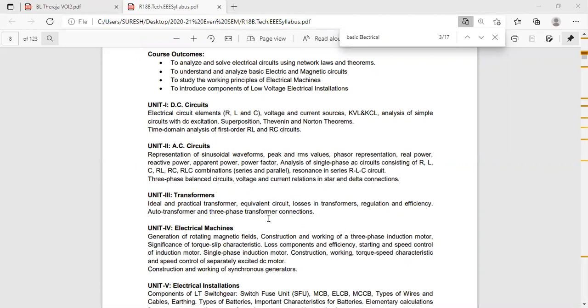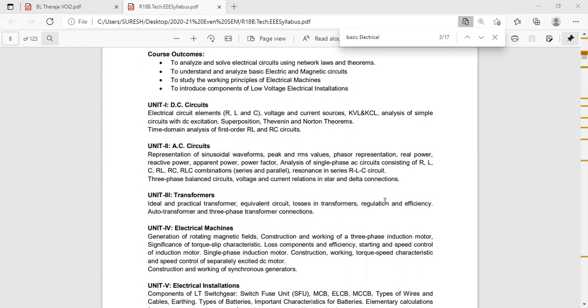Sorry. See, in the third unit, we are having losses in transformer. Iron loss is determined by which test? Open circuit or short circuit test? Open circuit test. Okay. Then copper loss? Short circuit test. Okay, we have discussed these two tests, open circuit test and short circuit test, for determining the losses, iron loss and copper loss.